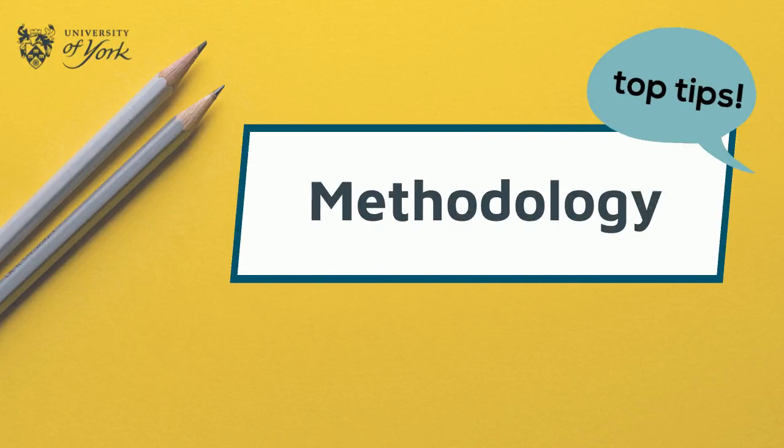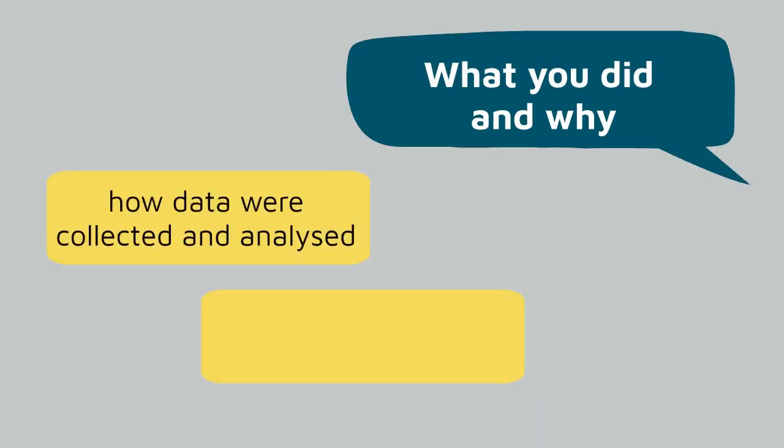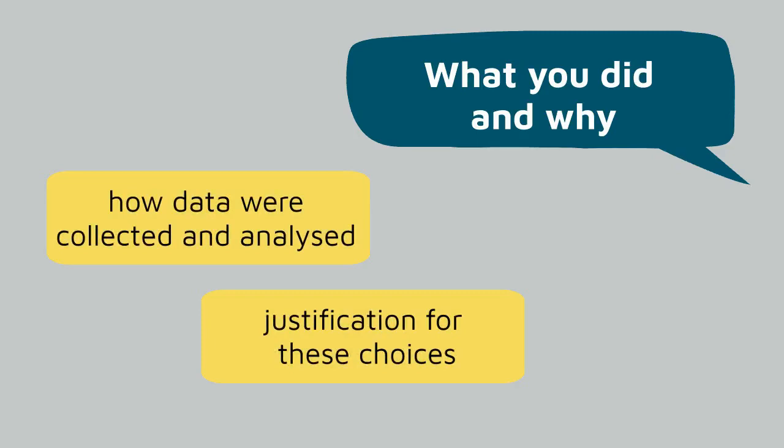Let's get started! Firstly, what's the purpose of the methodology section? Well, it's pretty simple really. It tells us what you did and why you did it. The important aspects of this are describing how the data were collected and analysed, and also showing some critical analysis by justifying these choices. Clear structure is key to a good method section.